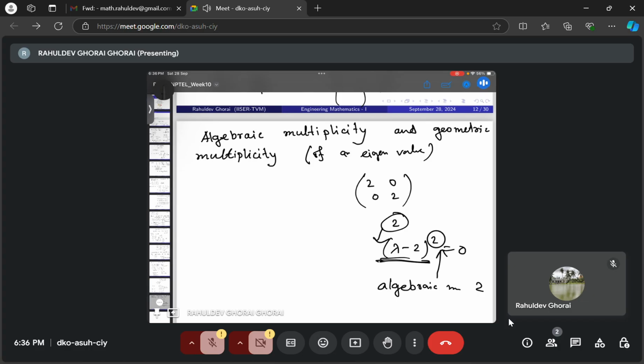And the geometric multiplicity is the number of linearly independent eigenvectors corresponding to an eigenvalue, because we haven't seen yet that corresponding to one eigenvalue there can be more than one eigenvector. So the number of linearly independent eigenvectors corresponding to the eigenvalue is the geometric multiplicity of that eigenvalue.